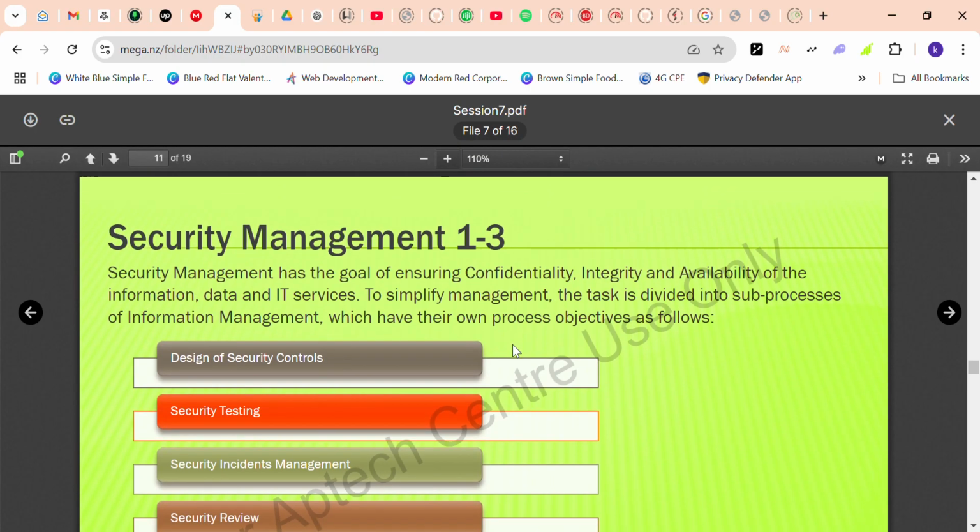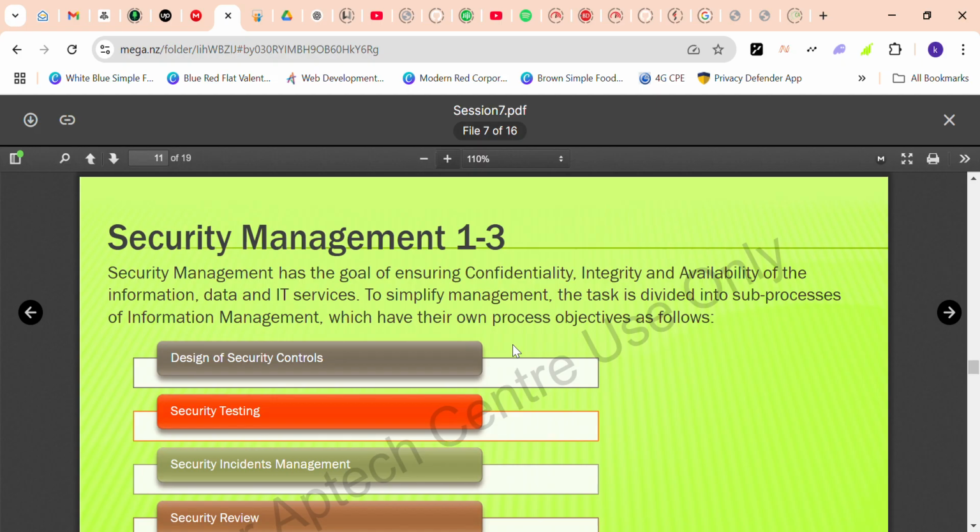Security management has the goal of ensuring confidentiality, integrity, and availability of the information. The goal of security management is to ensure all this is being managed to the fullest, and data and IT service.